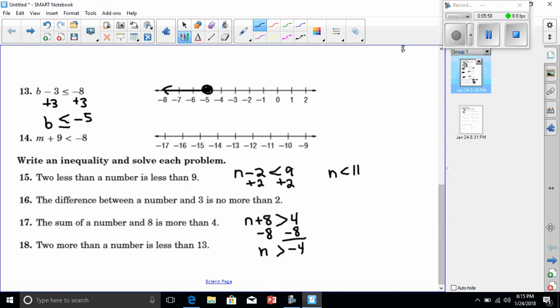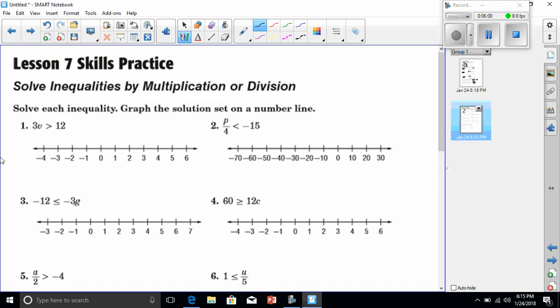All right, we're going to go to the next page where we'll do multiplication now. Number 1 says I have 3v is greater than 12. So I will have to divide 3v by 3. And if I divide one side by 3, I have to divide the other by 3. Now I have v all by itself, and I have greater than, and 12 divided by 3 is 4. So I have v is greater than 4.